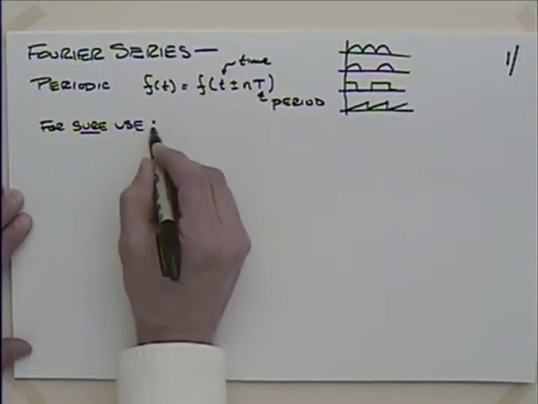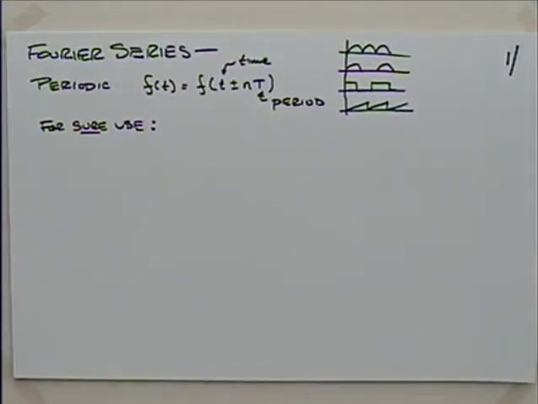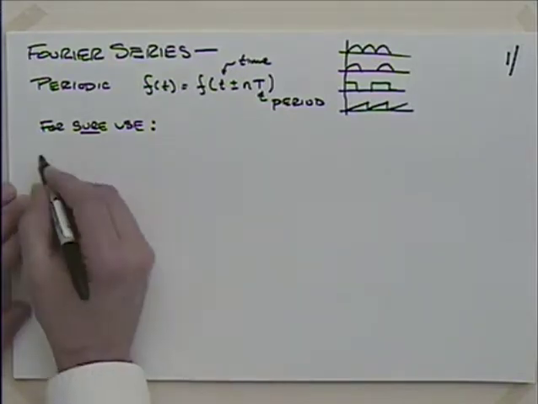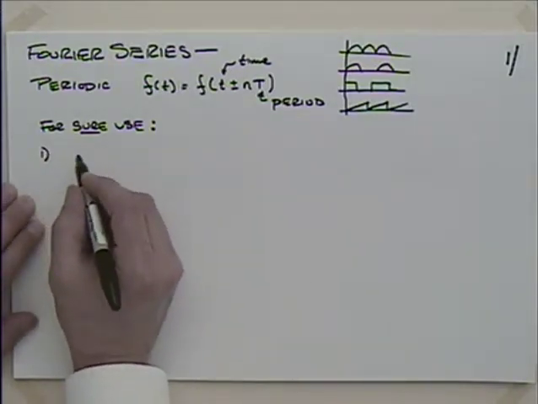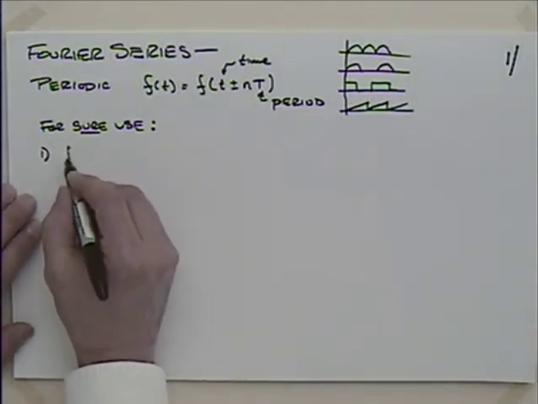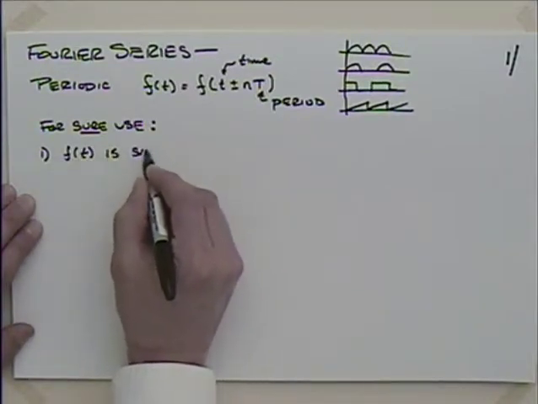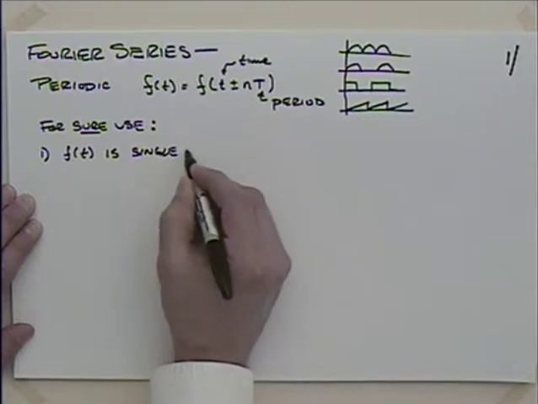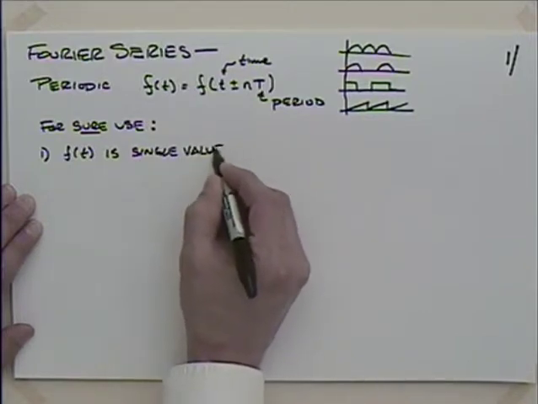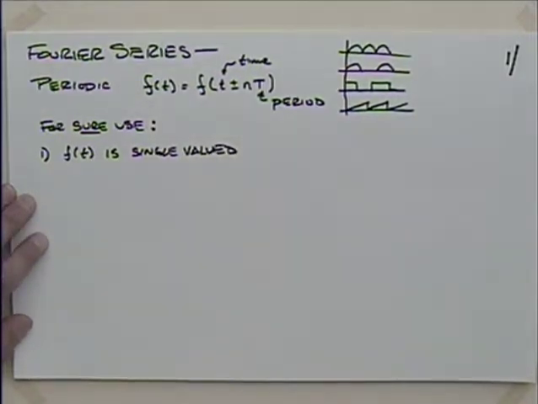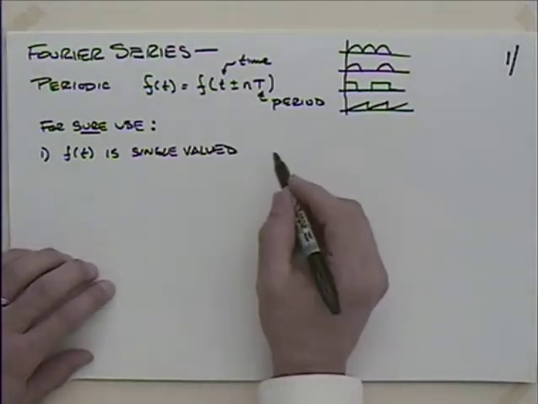The rules for the sure use, and even if these rules fail, you might still be able to use it. It's just not a sure thing. And the rules are not very restrictive when we look at them. There are four of them. The first: the function is single valued. Most things that are made with a real generator are going to be single valued.